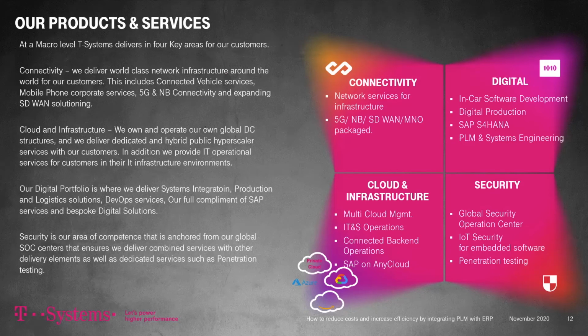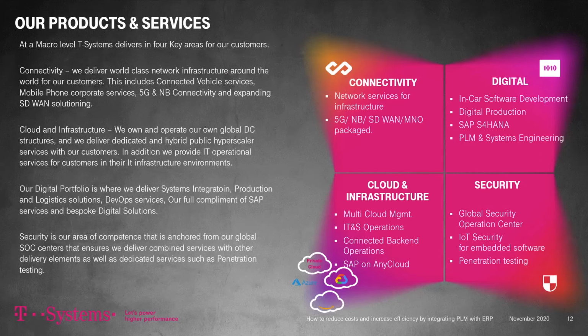We can combine that with our digital business, and this is part of what we were talking about. What we're talking about today forms part of that. We span within our digital business in the automotive and manufacturing industries, everything from in-car software development, the now traditional DevOps skill sets and platforms. We work very hard with our customers on digital production, the SAP roadmaps to S/4HANA, as well as, of course, our PLM and systems engineering base to help our customers achieve their objectives.